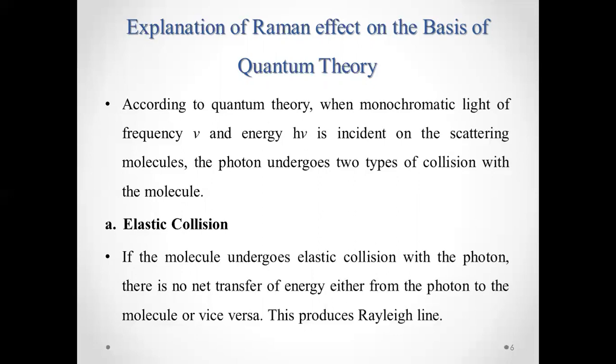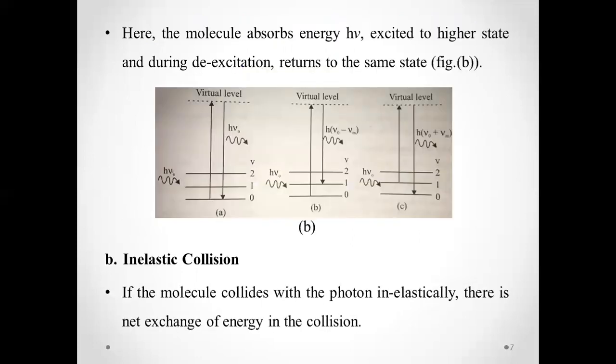The first one is the elastic collision. Here, if the molecule undergoes elastic collision with the photon, there is no net transfer of energy either from the photon to the molecule or vice versa. This produces Rayleigh line. Here, the molecule absorbs energy h nu and is excited to a higher state, and during de-excitation, the molecule returns to the same state.